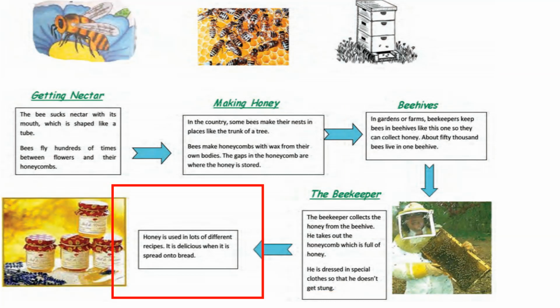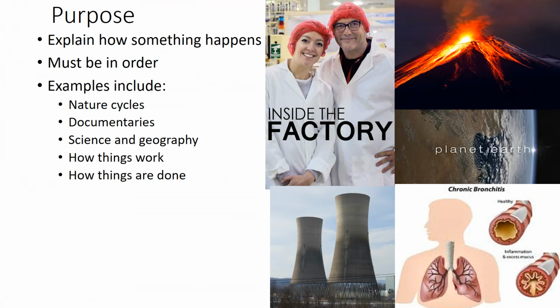Honey is used in lots of different recipes. It is delicious when it is spread onto bread. We write explanations to explain how something happens, with the stages in the right order. Explanation is very important for learning and writing about the world.